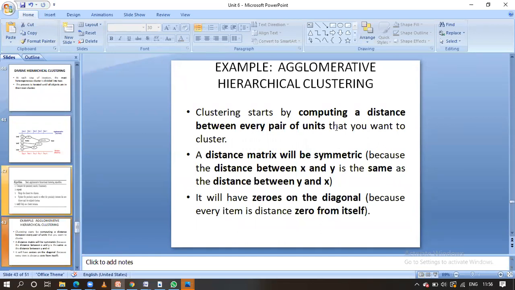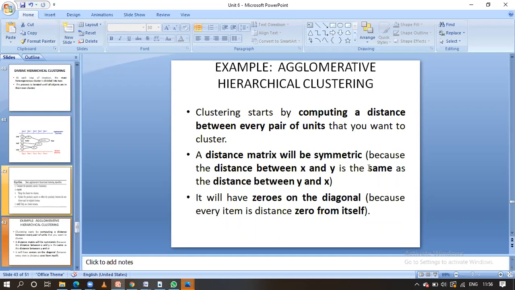First, what is the proximity matrix? It contains the distance between every pair of units. Suppose this distance matrix will be symmetric, guys. Why? Because the distance from x to y as well as from y to x is the same value. That is why the distance matrix will be symmetric.